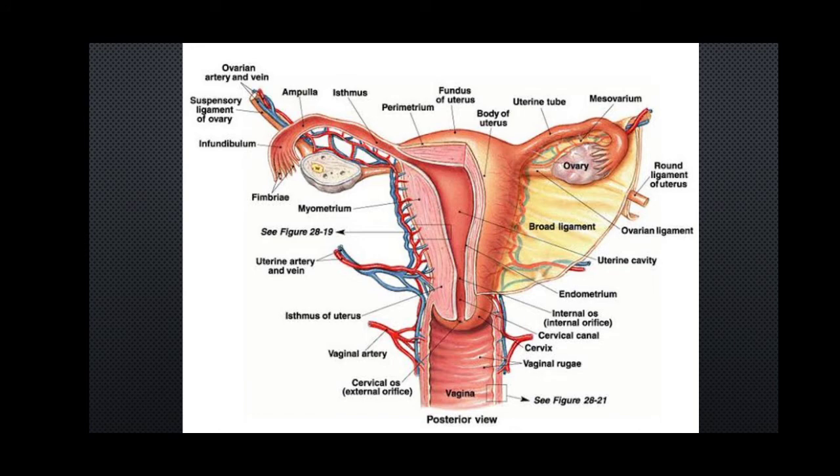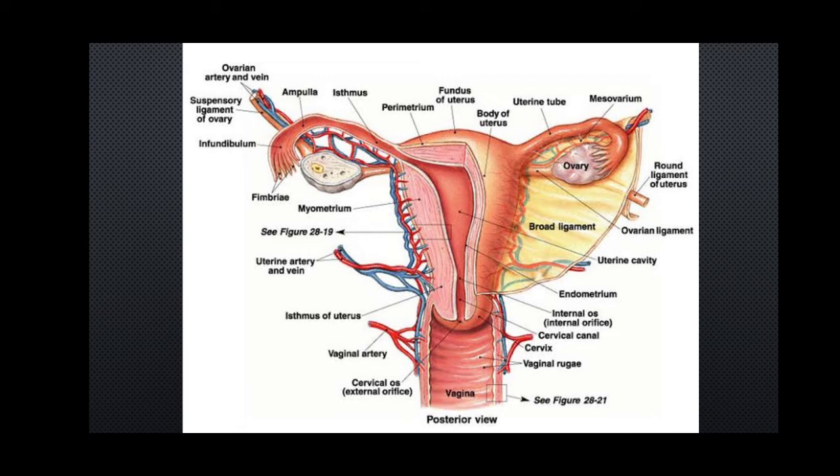Now talking about this entire structure, we are going to find that this is the major area, the main portion, the one that covers the maximum part of the female reproductive system. That structure is known as the uterus, or it also goes by the name the womb.